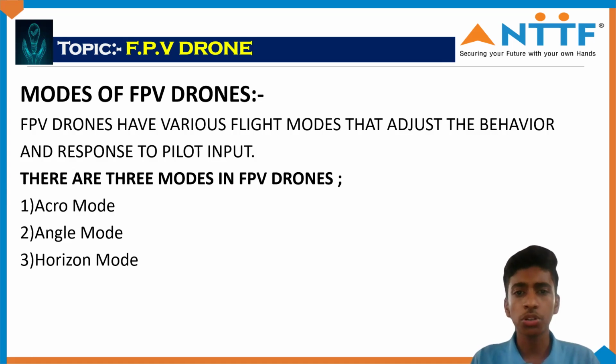And the third one is horizon mode. The horizon mode is generally the same as angle mode, in which it will also stop if any kind of obstacle is coming in the path of the drone.